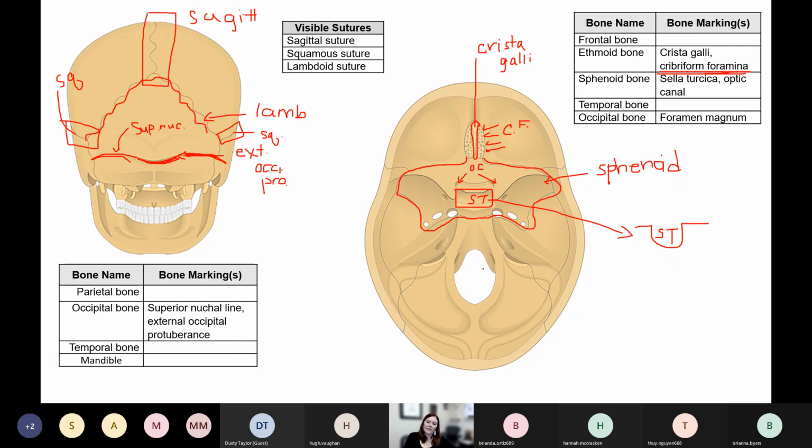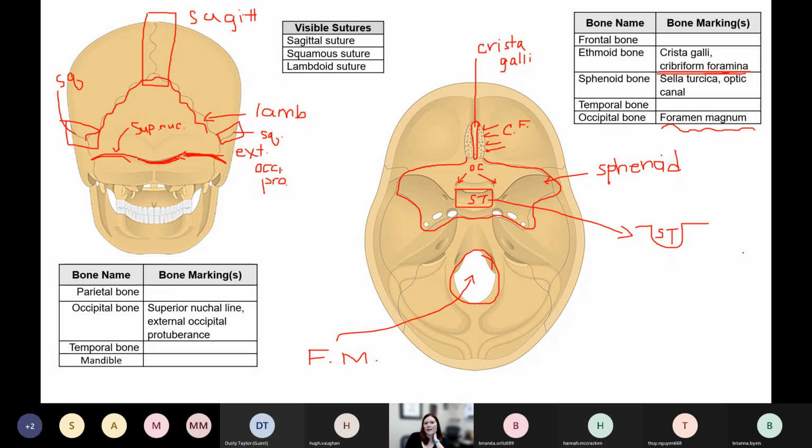The only other bone marking to know in this view here is this big one right here. This big one right here is called the foramen magnum. Literally the big hole, foramen magnum.